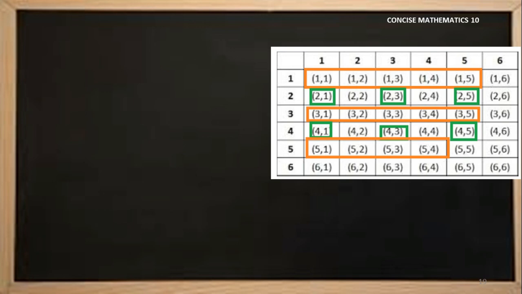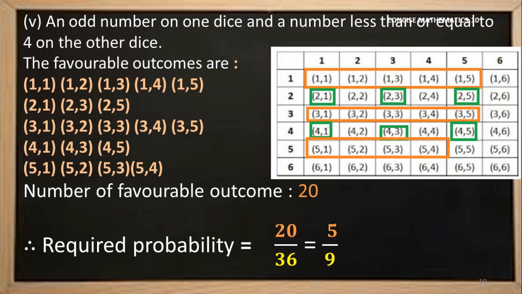So, list out all the favorable outcomes, children, and count them. Its value is equal to 20 and the probability is 20 by 36. Its simplified value is equal to 5 by 9. By this, we have completed exercise 25B.